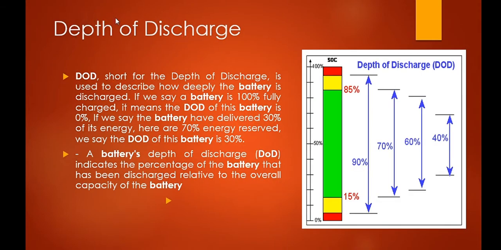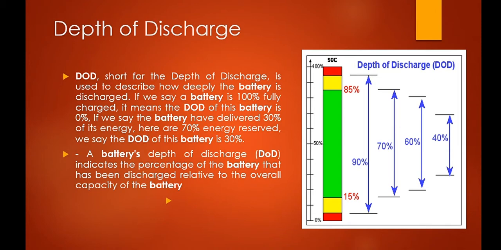This is the term DOD. You will see this term when I explain system sizing. DOD is a term used for the battery. DOD is short for depth of discharge. It is used to describe how deeply the battery is discharged. For example, if a battery is 100% fully charged, it means the DOD of this battery is 0%. It means there is no discharge, the battery is fully charged.